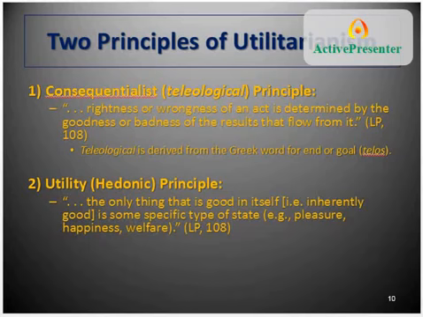The two principles of utilitarianism, Pojman points this out clearly in the text. Number one, the consequentialist or the teleological principle, quote, rightness or wrongness of an act is determined by the goodness or badness of the results that flow from it, end quote. There's the other principle, the utility, the hedonic principle. Quote, the only thing that is good in itself, in other words, inherently good, is some specific type of state, for instance, pleasure, happiness, or welfare. All right?